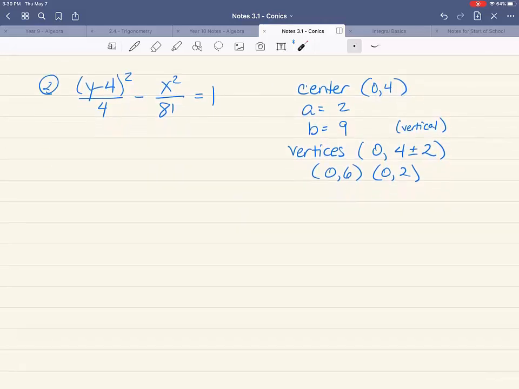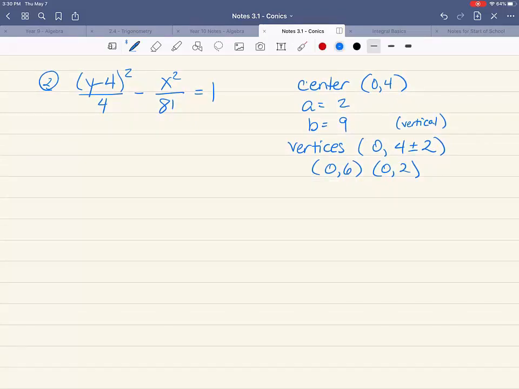The final thing we're going to talk about is how to change from general form to graphing form.